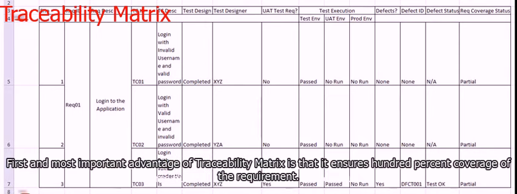Now let us see some of the advantages of the traceability matrix. First and most important advantage of the traceability matrix is that it ensures 100% coverage of the requirements. It quickly highlights the gap between requirements and test cases. It can be used to store the defect status of test cases along with requirement mapping, all at the same place.